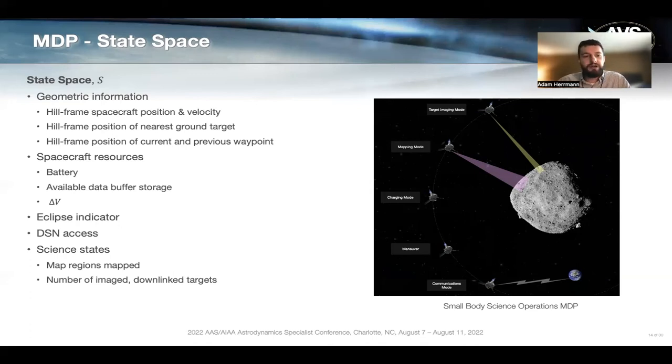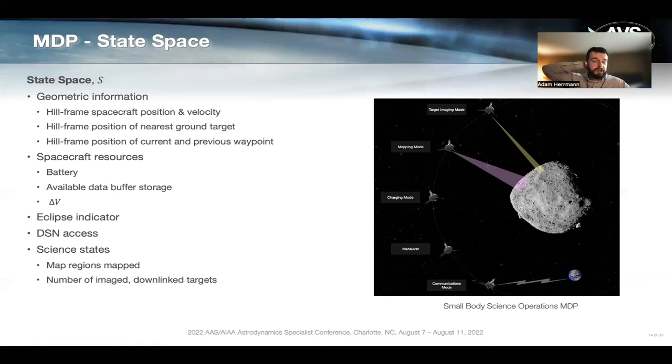So we include some geometric information: position and velocity of the spacecraft, position of the nearest ground target, position of the current and previous waypoints, and all of these are expressed in the Sun asteroid Hill frame. We also have several resources. What's the percent fill of the battery? What's the percent fill of the data buffer? And then how much of our delta V budget have we used?